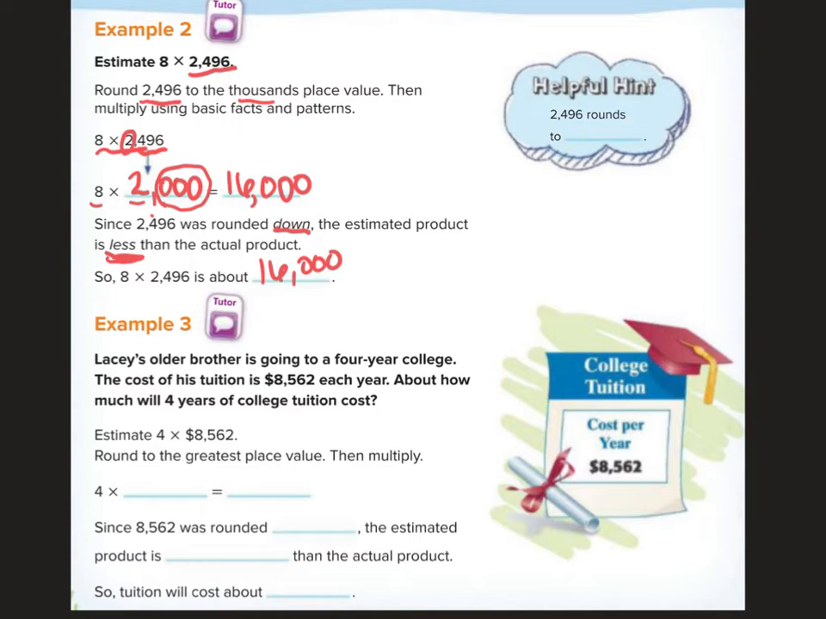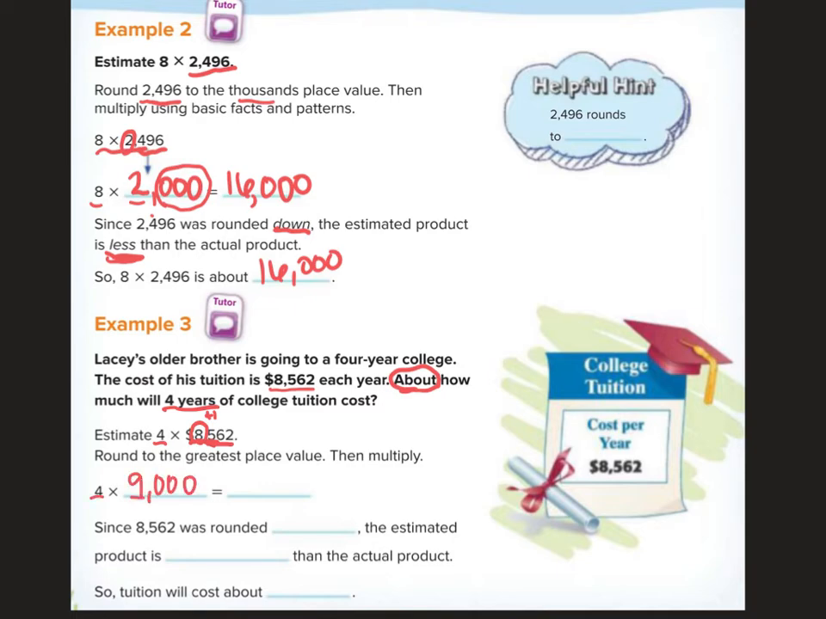All right, example 3. Lacey's older brother is going to a 4-year college. The cost of his tuition is $8,562 each year. About, means we're going to estimate, right? How much will 4 years of college tuition cost? So to solve this, we need to estimate 4 times 8,562. So our first job is we're going to round the larger number to the greatest place value. So that would be the thousands place. Circle the 8, underline the 5. The 5 is going to tell me to add 1 to the 8. So I'm going to round it to 9,000.